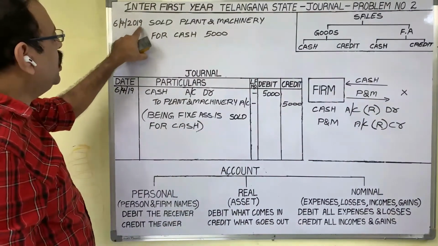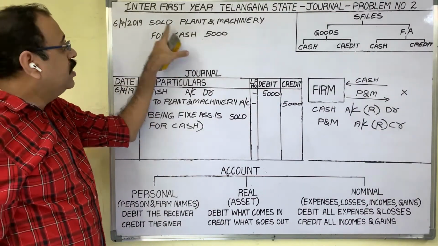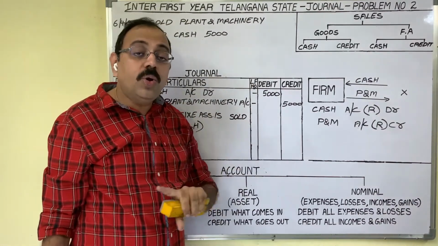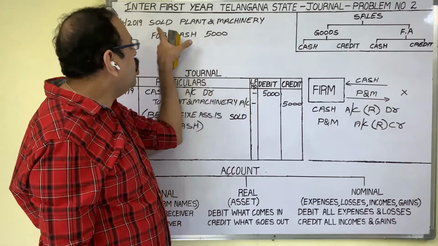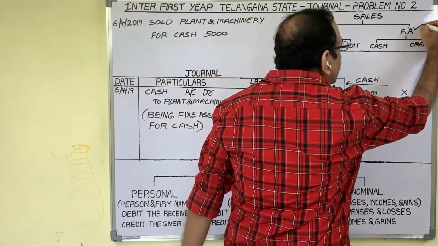Sixth day transaction is sold plant and machinery for cash 5,000 rupees. This is a sales transaction. We should observe 2 points: what they sold, how they sold. They sold plant and machinery. Plant and machinery comes under fixed asset.